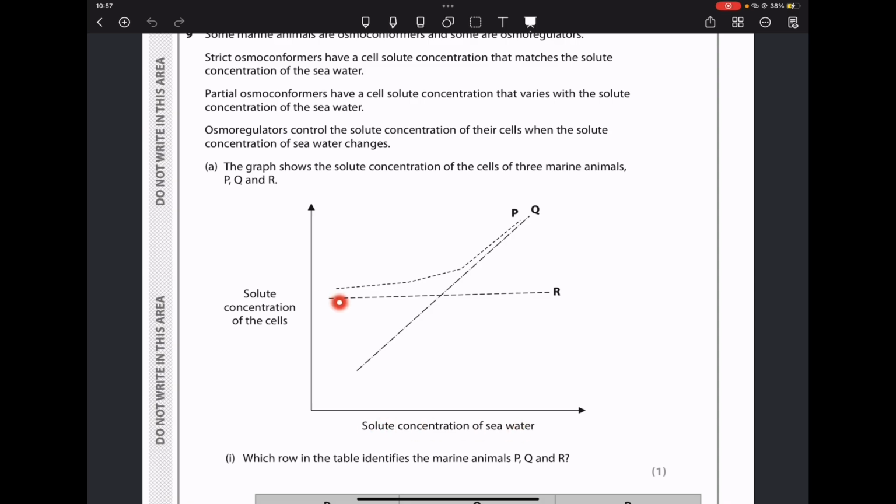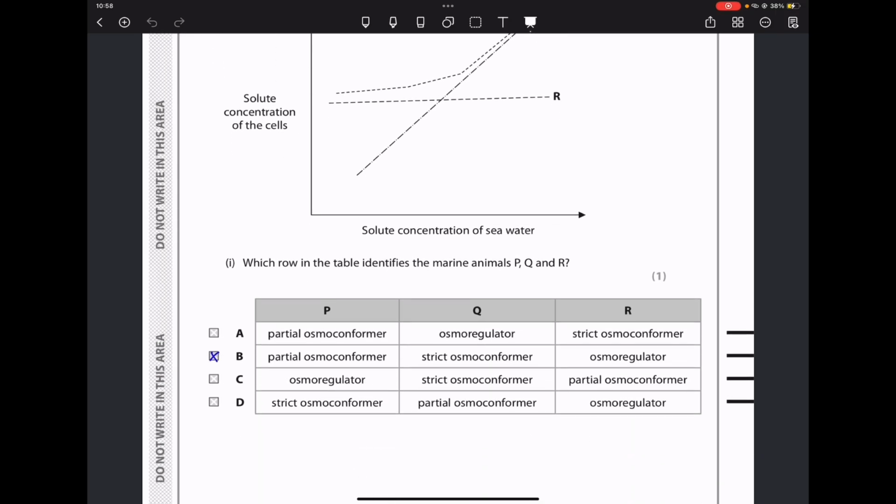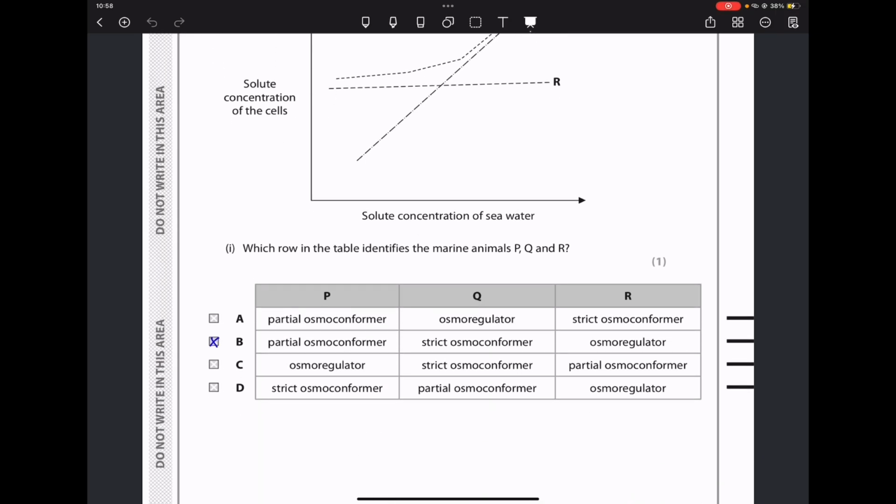For some, we see it remains the same. So these are osmoregulators because it doesn't change. But we can see the others are strict and partial because it's going to change. This one here changes as the sea changes, and they have a linear relationship. This one here has some control, but then it changes as the sea concentration changes after the concentration of the seawater increases. So they say which row in the table identifies the marine animals P, Q, and R.